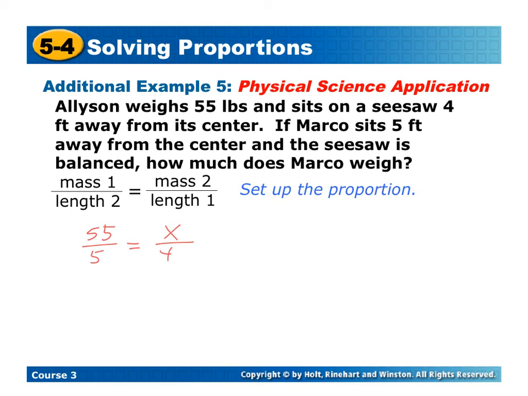Now in this problem, using equivalent fractions isn't really going to work, so we could use cross products. If I do 55 times 4, or we could use unit rates. That equals 220, and that has to be the same as 5x. So now what I'm going to do is just solve the equation and divide both sides by 5, and we get that x is 44. So Marco weighs 44 pounds.